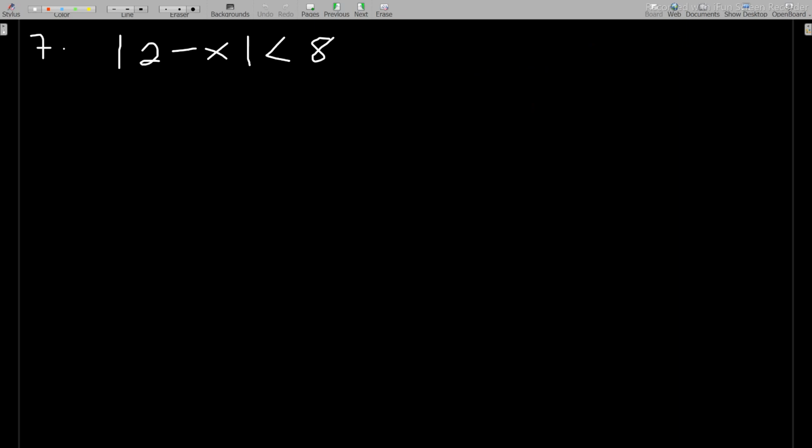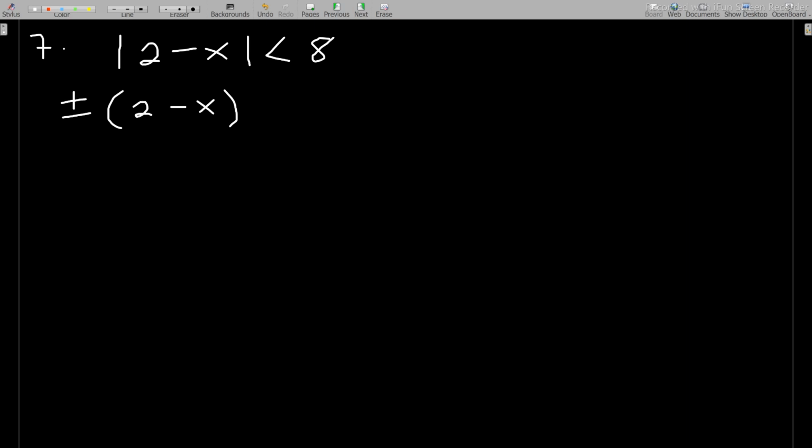So I have absolute of 2 minus x less than 8. Okay, so here we are done with the negative numbers and zeros, and now you are moving to the positive numbers. If the absolute value is less than or less than or equal to a positive number, this is how you solve it. First of all, you bring a plus or minus here. Since there is a positive number, you don't need to conclude by saying there's no solution or whatever. Just solve it like that.